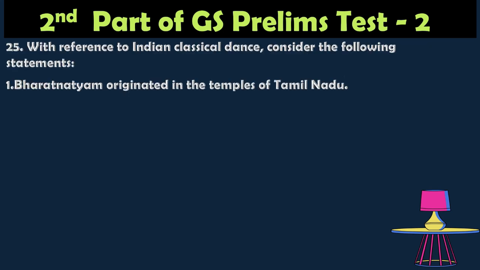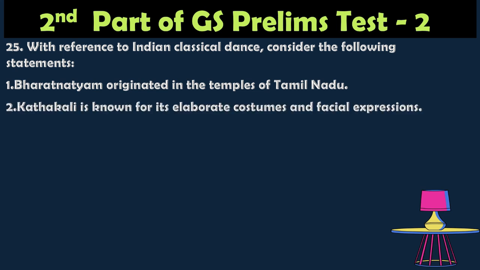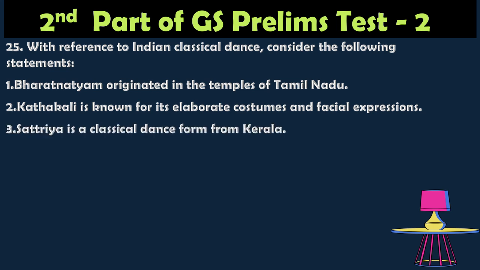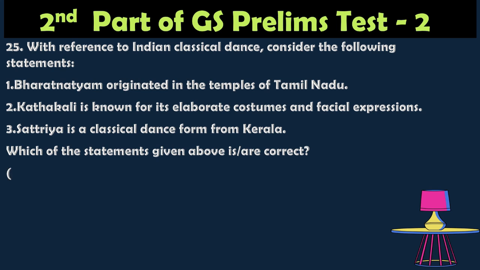With reference to the Indian classical dance, consider the following statements. Bharatanatyam originated in the temples of Tamil Nadu. Kathakali is known for its elaborate costumes and facial expressions. Kuchipudi is a classical dance form from Kerala. Which of the statements given above is correct?